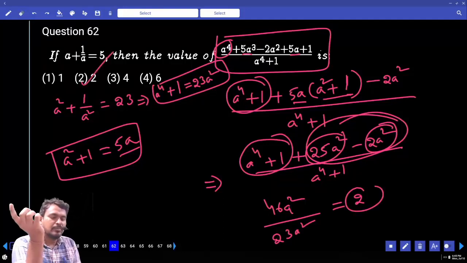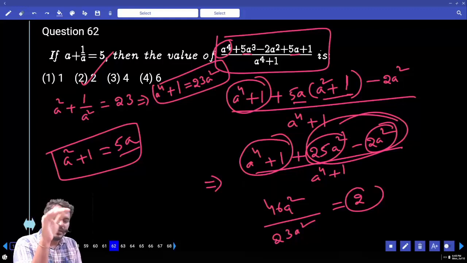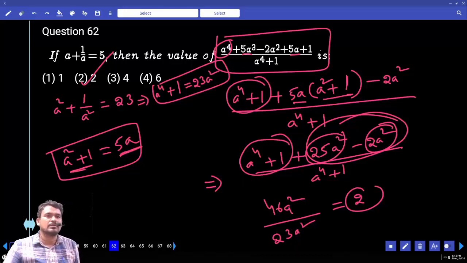Actually, a square plus 1 by a square equal to 23. Then we get a power 4 plus 1 equal to 23a square. Okay. And one more, a square plus 1 equal to how much? 5a. Substitute the value and we get the answer.